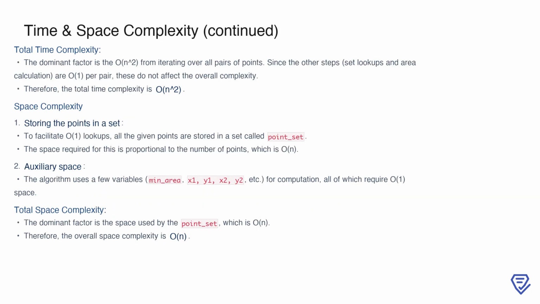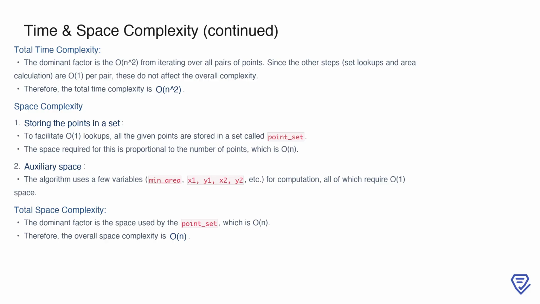When we consider the total time complexity, the O(n²) cost of iterating over all pairs of points dominates the overall computation. While the set lookups and area calculations are constant time operations, they do not scale with the number of points and therefore do not impact the asymptotic complexity. As a result, the total time complexity is O(n squared).